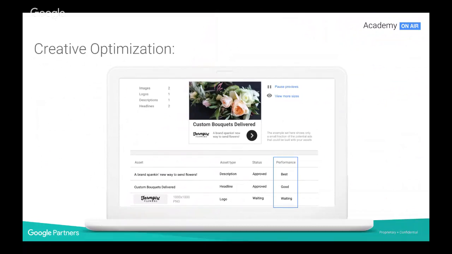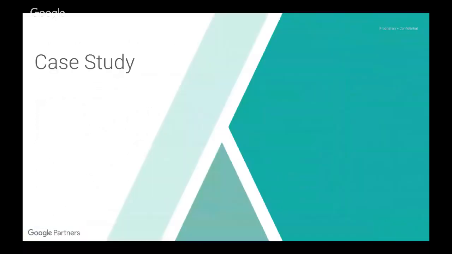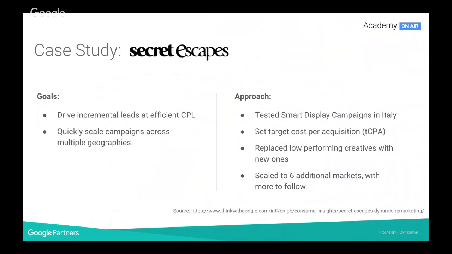And for the creatives, we actually already spoke about it, so just to reinforce that once the system finishes learning, you will see which creatives were best, good, or worst performing, and which, for example, were still learning. Right. That's all for the theoretical part. And now we'd like to bring just one example of a case study.